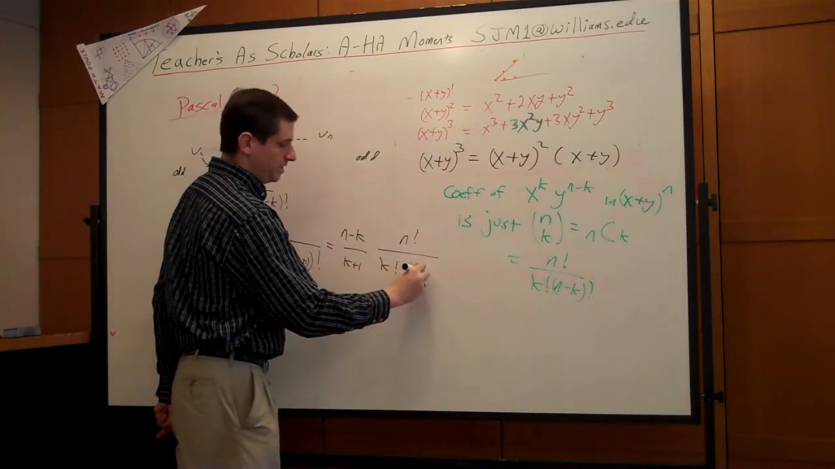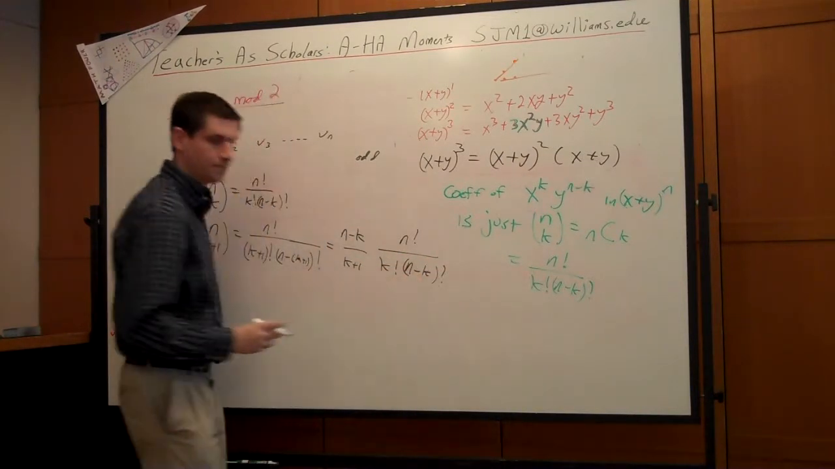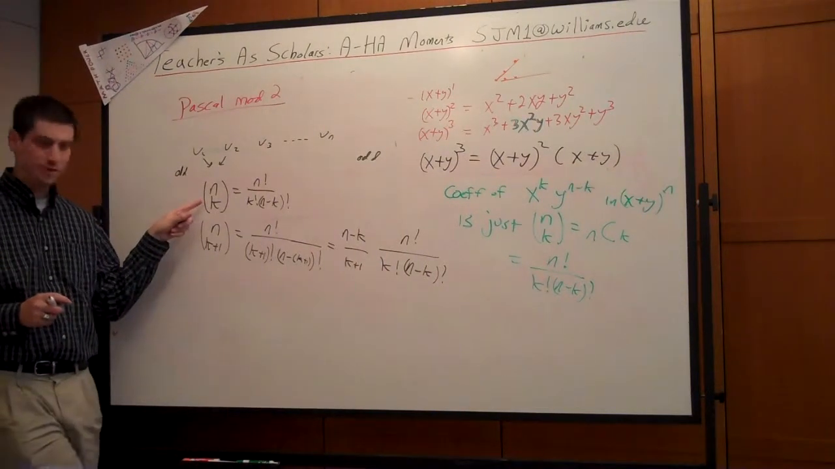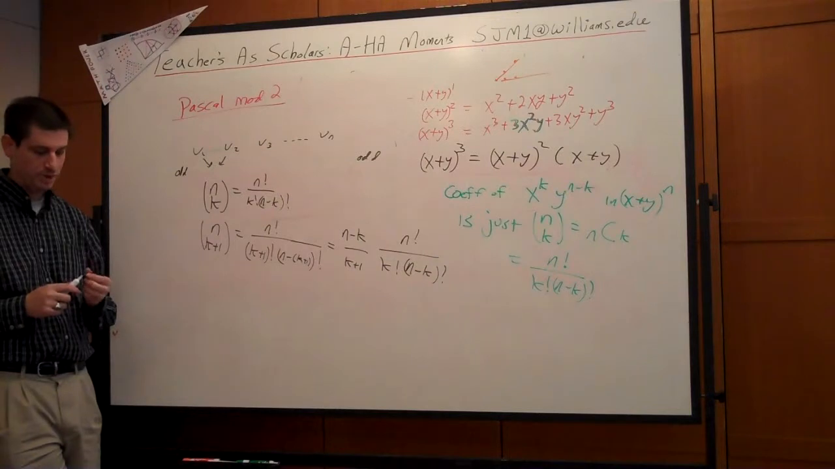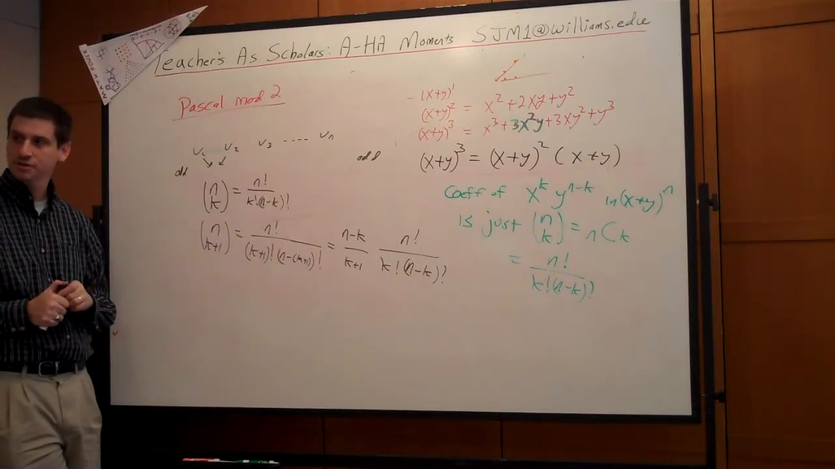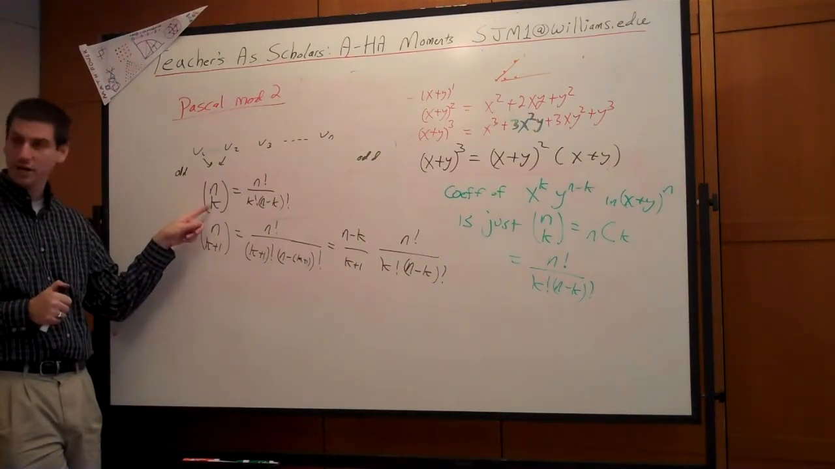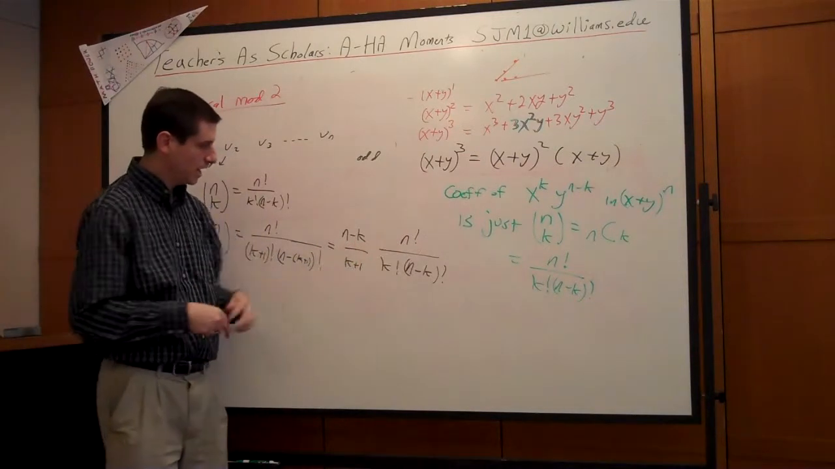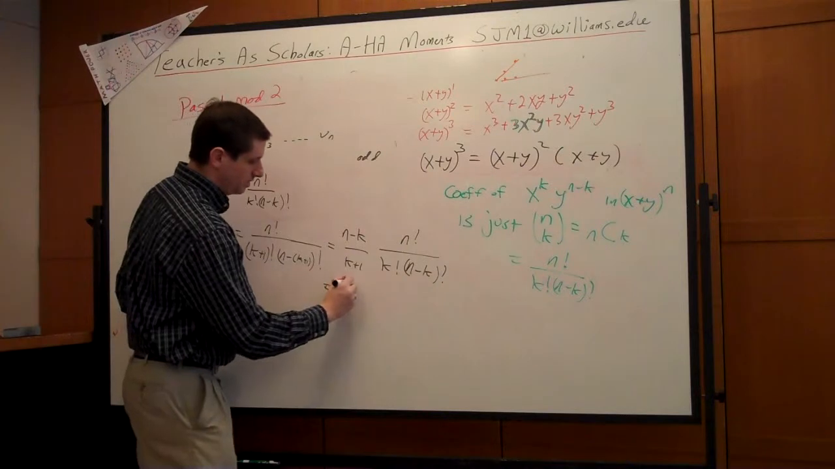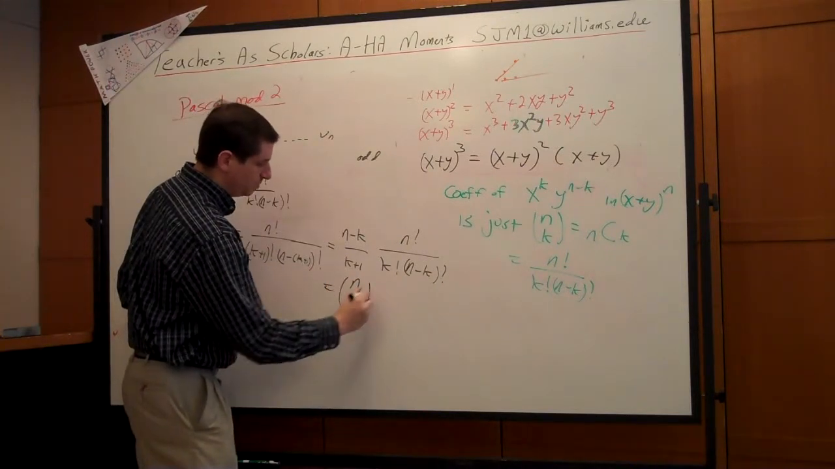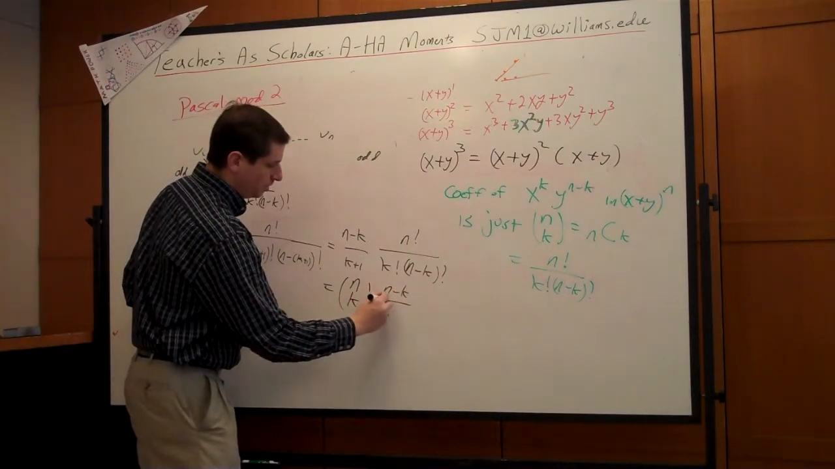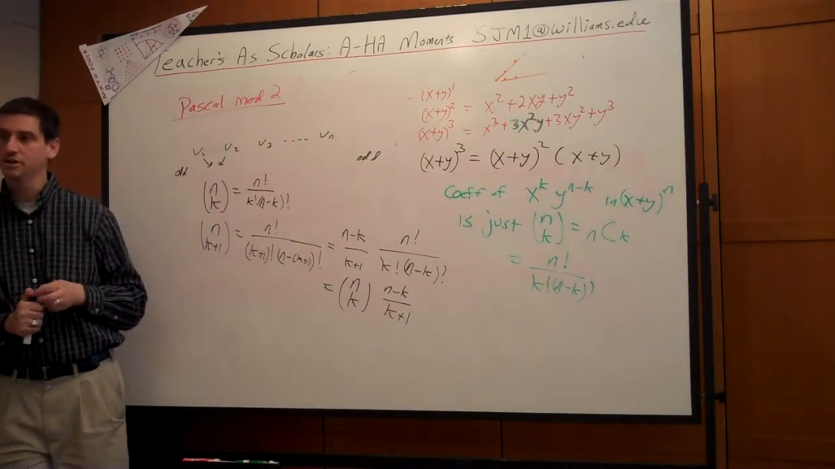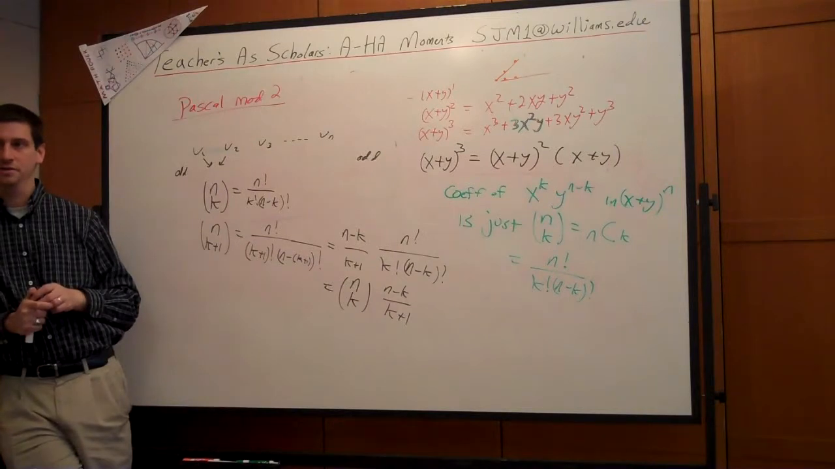And I get n minus k factorial. So what this tells me is, if I know a binomial coefficient, I have a very simple formula to get the next coefficient. I don't have to compute from scratch. I just take my previous answer and multiply by n minus k over k plus 1. And so now if I want to jump into a calculation a little bit later, I can do this.